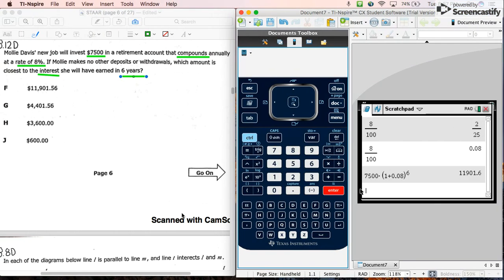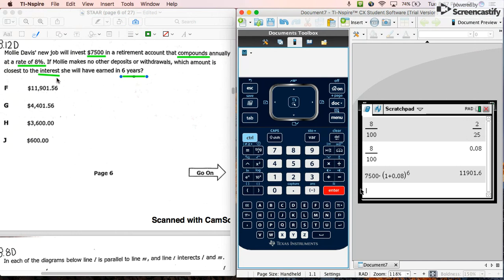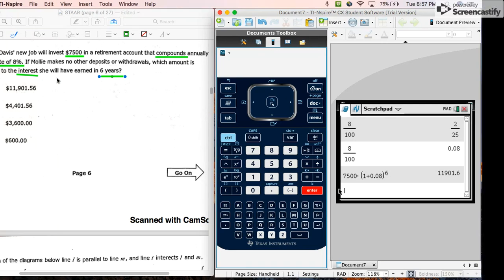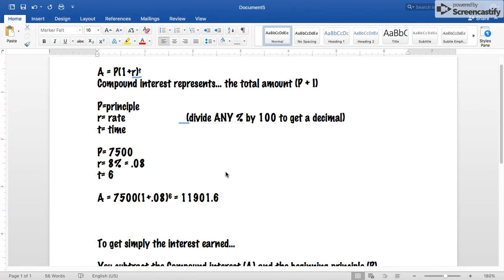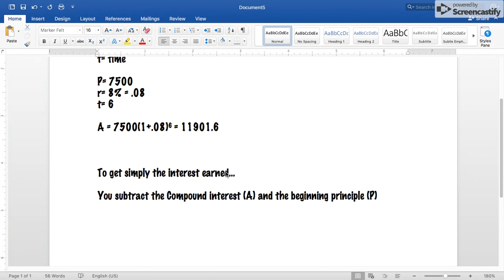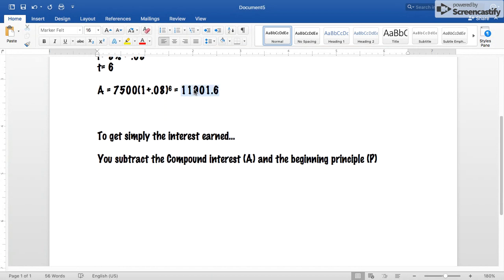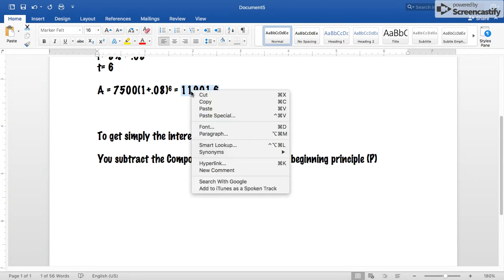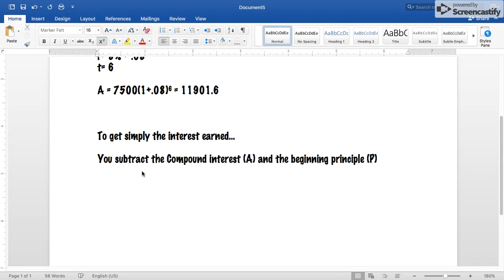The question says, what's the interest? I don't want the total amount. I want the interest. So because I want the interest, I need to do something. To get simply the interest earned, you subtract the beginning principal from the compound amount. So I'm going to take this 11,901.6 and subtract the principal that I started with, which was $7,500. When I do this calculation, it's going to give me the interest.